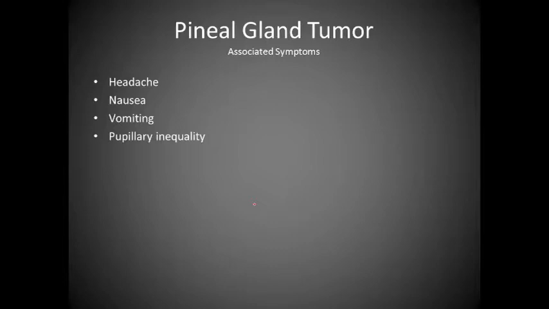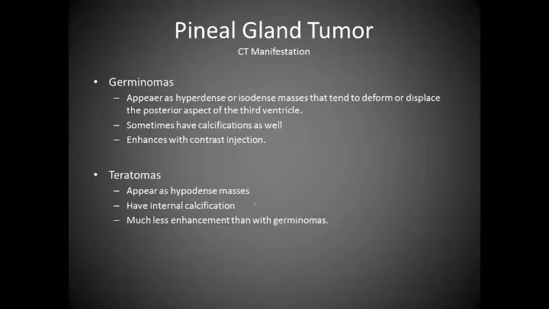Symptoms include headache, nausea, vomiting, and pupillary inequality. So pupils dilate to unequal dimensions. So the workup for diagnosis is MRI and CT, with MRI probably playing a slightly larger role than CT in this effect.